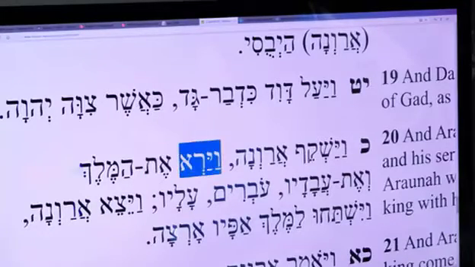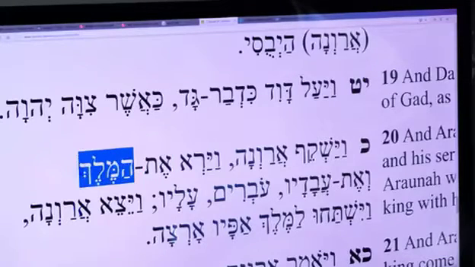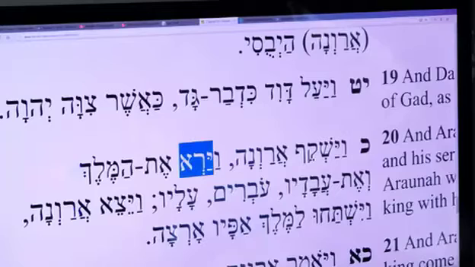So here we have our verb, vayar, and he saw, or and he looked. Then you have your direct object, which is standing before the thing that Araunah looked upon. So basically, the direct object will come before the thing that is on the receiving end of the action, or on the receiving end of the verb. In this case, it says hamelech. So the king is on the receiving end of the action. What is the action? We see it here with the Hebrew word ra'ah, which means to look.